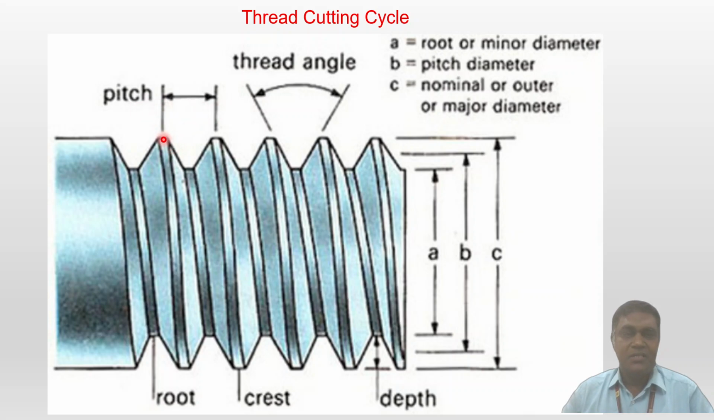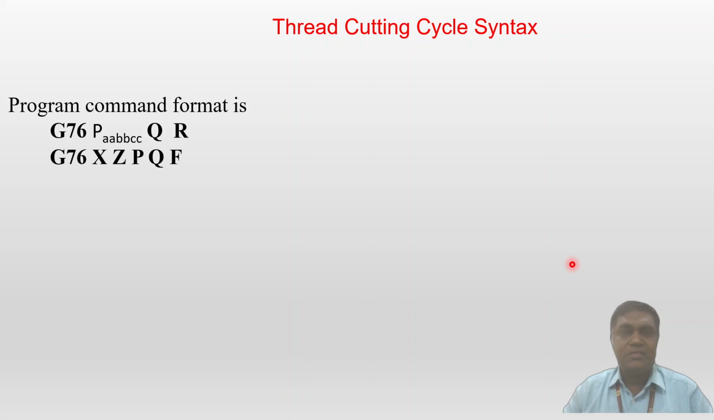So this is the pitch, the distance of one thread to the next immediate thread. And this bottom portion is called the root, and the top portion is called the crest. So these are the parameters. We should know the depth value, the thread angle, the minor diameter and major diameter. Now let us go to the syntax we are using for simple thread cutting.